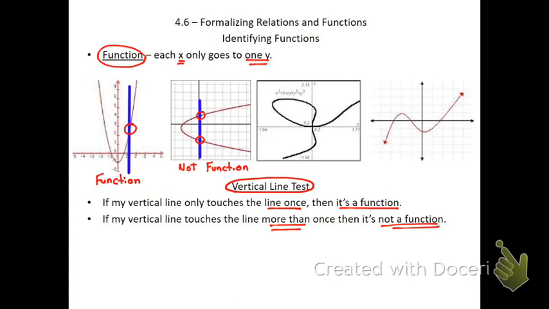This third one can be tricky because if you put a vertical line over here, it looks like it is a function because it only touches it once. But if you were to put a vertical line right down there, you'll notice that that vertical line touches that graph 3 times. So once again, if it touches it more than once, it's not a function.